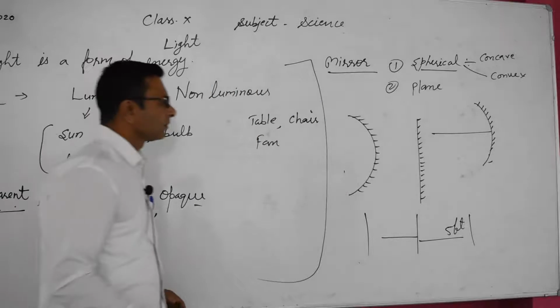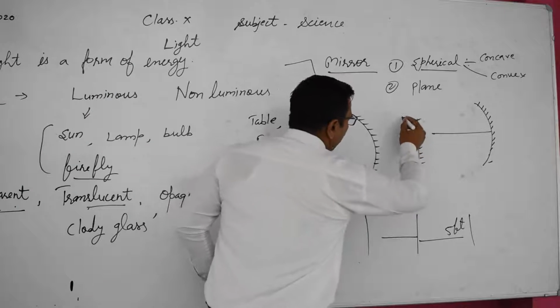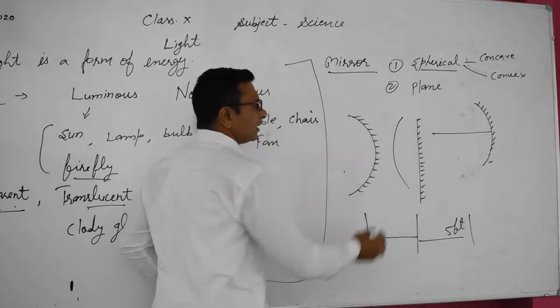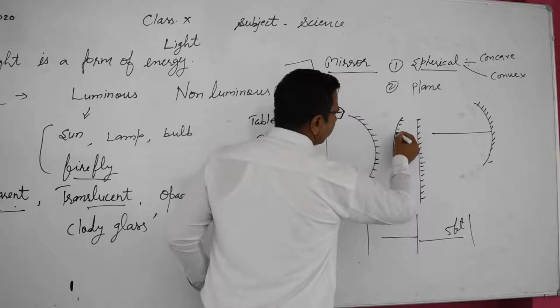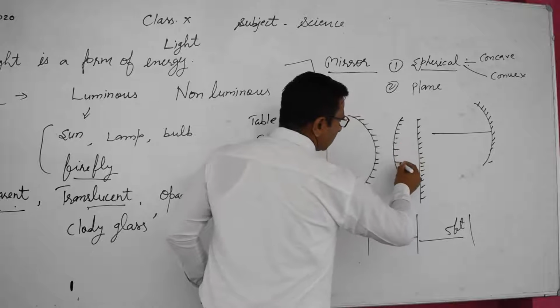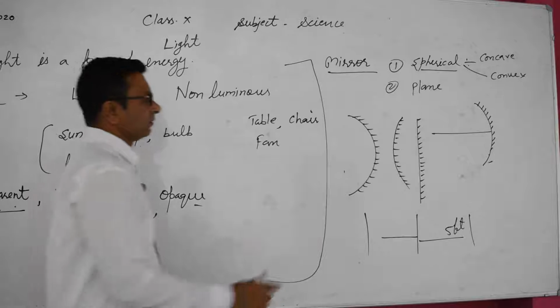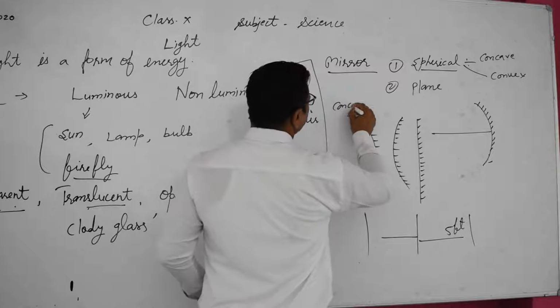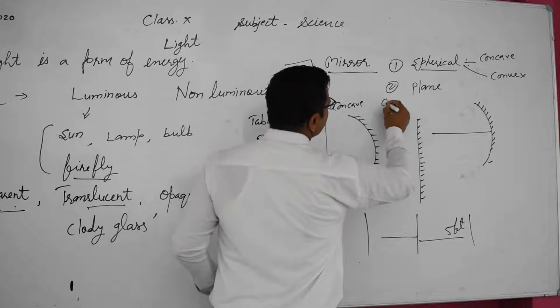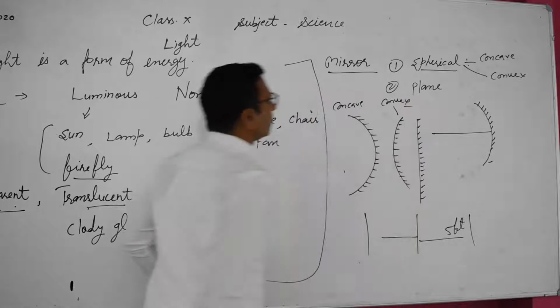Okay, and if we polish the inner surface of the mirror, so these are convex mirror. Concave mirror, and this is convex mirror.